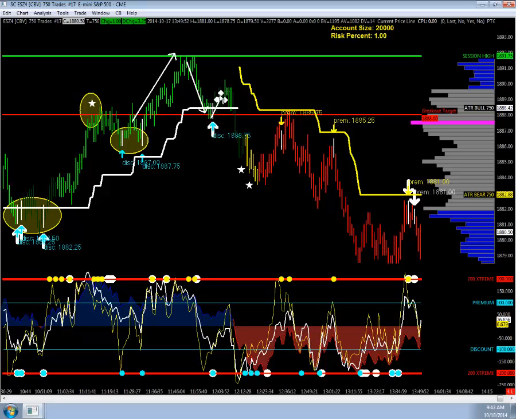Now in this particular case though, what we want to focus on is the fact that price did in fact break the structure line. So the first evidence of a trend shift is going to be the break of the first ATR line, which is based off the 750 tick.